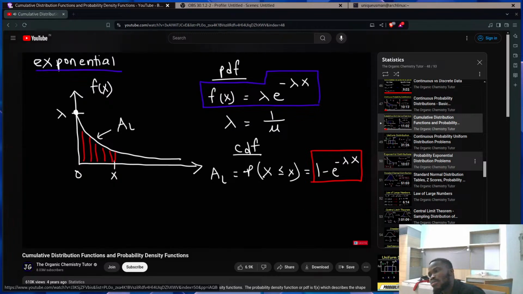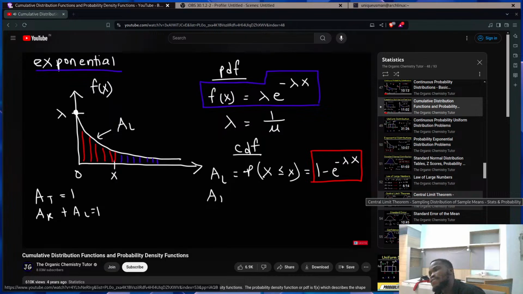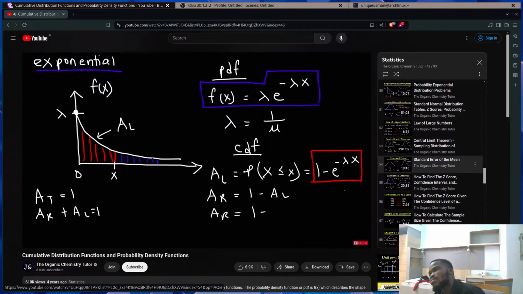Now, if we wish to calculate the area to the right, as opposed to the area to the left, we know that the total area is 1. So the area to the right plus the area to the left must also be 1. So the area to the right is 1 minus the area to the left. And we know the area to the left is what we see here. It's 1 minus e to the negative lambda times x.